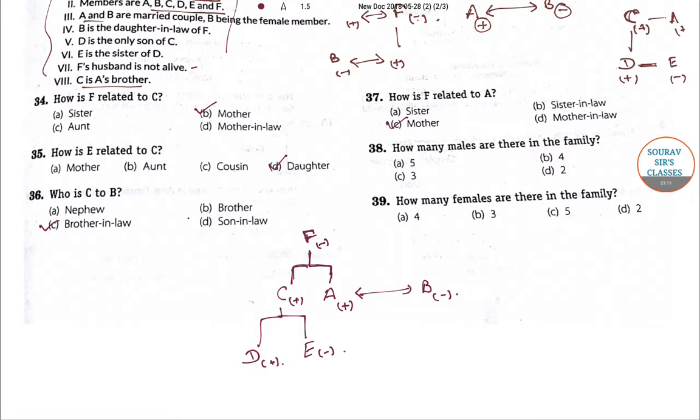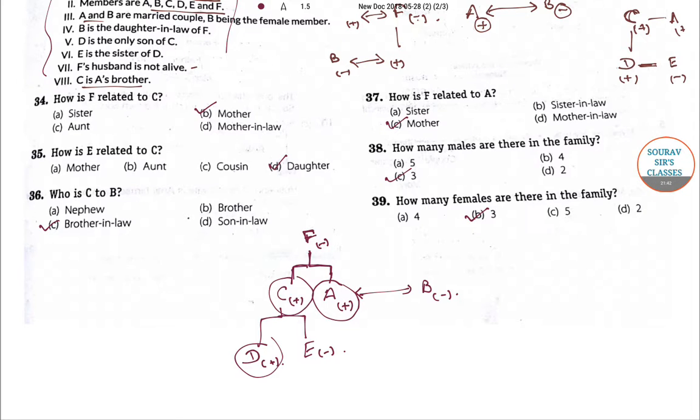Now, in the next question we have, how many males are there in the family? There are 3 males, A, C and D. So the correct answer is option number C, that is, there are 3 males. And next question is, how many females are there in the family? Number of females are also 3. So the correct answer is option number B.